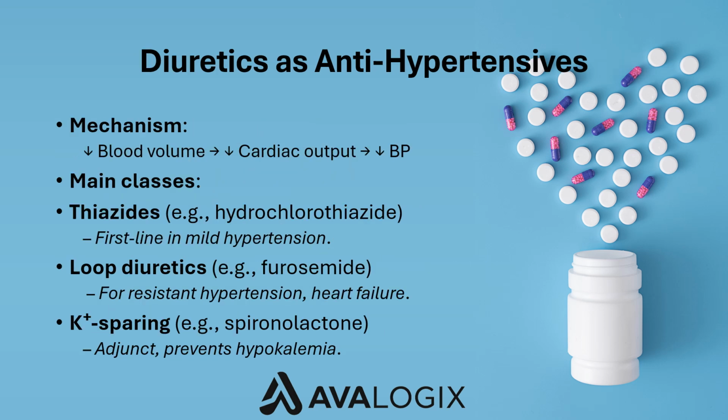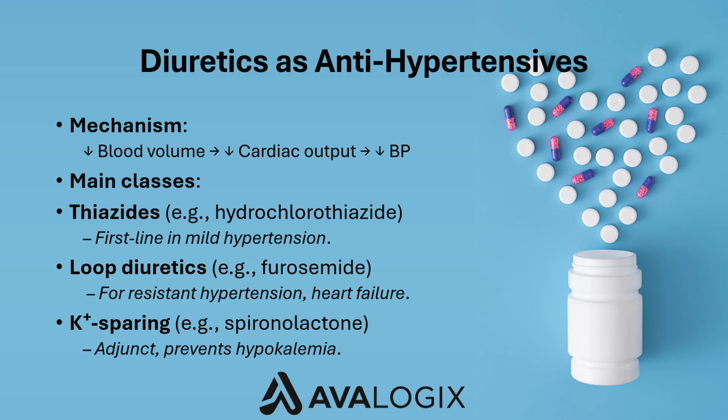Let's zoom in on diuretics as antihypertensives. The key principle here is that blood pressure depends on the amount of blood in the circulation, the blood volume. Diuretics work by prompting the kidneys to excrete more sodium and water, which reduces plasma volume. With less volume, the heart pumps against less load, and cardiac output decreases. Initially, that's the main effect.